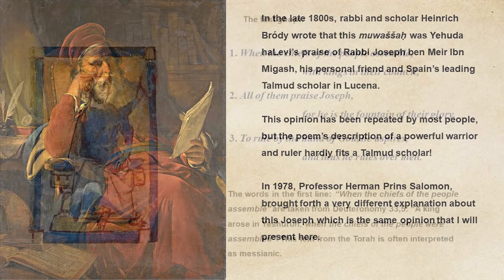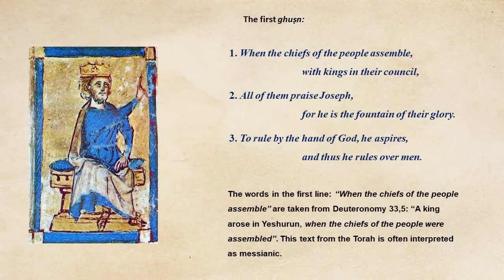So let's continue to the first Rusen again. We already read it. I'm not going to read it again, but it's the first line, when the chiefs of the people assemble. Now, these words are literally from a text in the Torah, Deuteronomy 33, verse 5. And that goes, a king arose in Yeshurun.